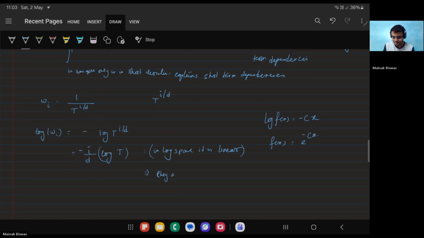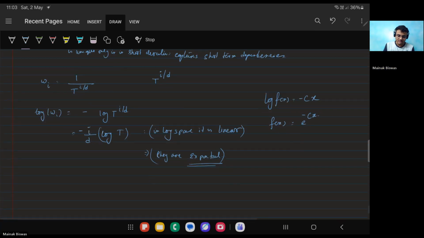They are exponential. What do I mean by exponential? If it's a negative of this, then your omegas would be, in the beginning, very, very high and they would be quickly dropping off like this, right? So as your i is going to be increasing, let us write this down.